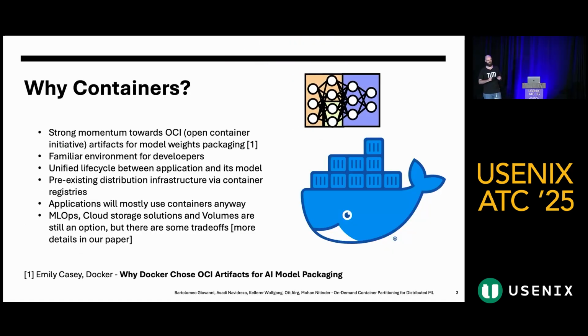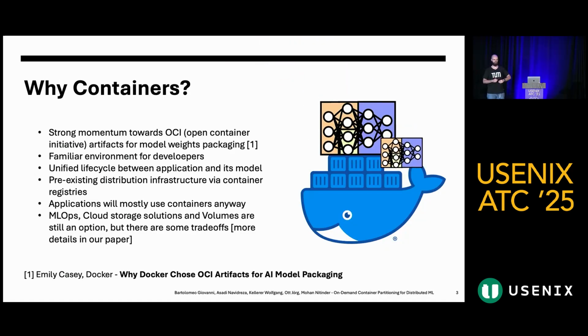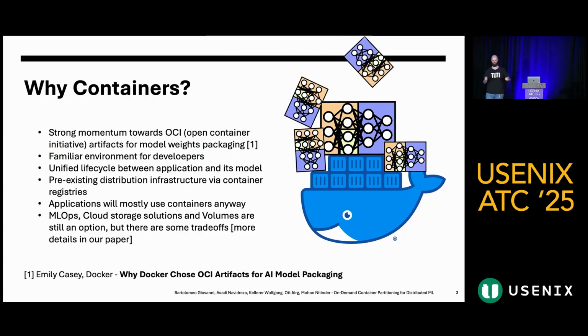I will start by saying that there is no silver bullet to this problem. There are many solutions. You can use MLOps, you can use cloud storage, distributed storage solutions, volumes. In the paper, we go into a little bit more details about all the solutions. What we focus on is containers. Right now, if you notice, in the past few months, Docker is really pushing towards these Docker models, enabling you to distribute your models using OCI artifacts. OCI stands for Open Container Initiative, essentially distributing models via containers.